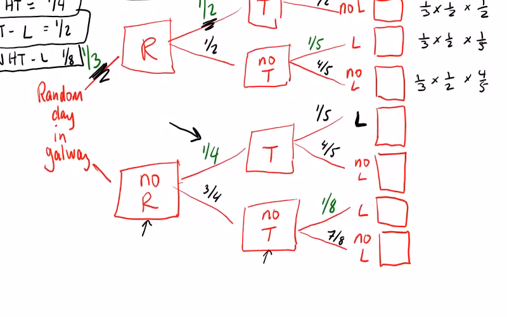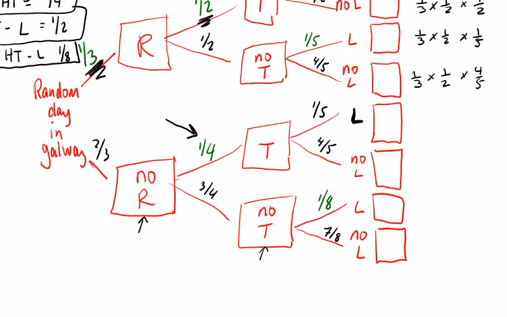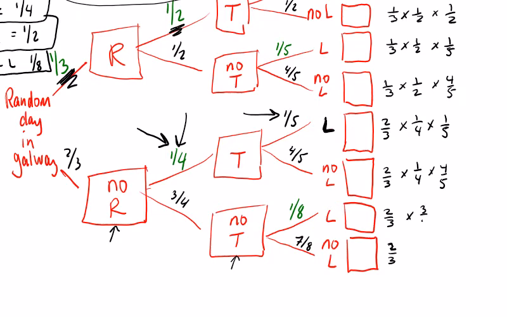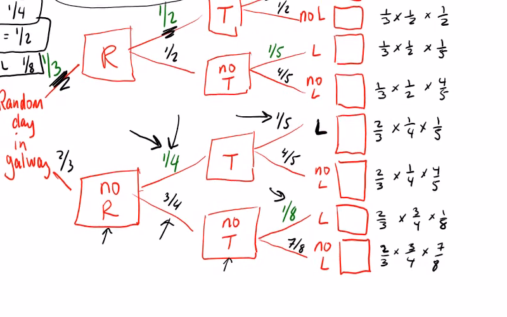The next one, I left this one out, 2/3 down here. So 2/3 will be the first value for them all, if you want to do it like this. So 2/3 by 1/4 by 1/5, that's this one. Then we have 2/3 by 1/4 by 4/5. 2/3 by 3/4 by 1/8. And then obviously the last one has to be 7/8 at the end, 3/4 by 7/8. Okay, so let's fill in our values.